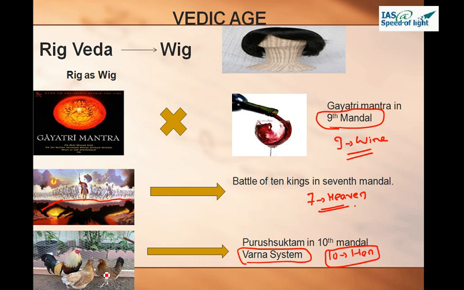The Purush Suktam is in the 10th mandal of Rig Veda. So 3 informations. First is 9th mandal. It is 9 is wine and Gayatri month. 7th mandal, 7th is heaven, and we are relating it with the kings, battle of 10 kings. Then 10th mandal, we are relating it with the Varna system. 10 is hen for us, right?